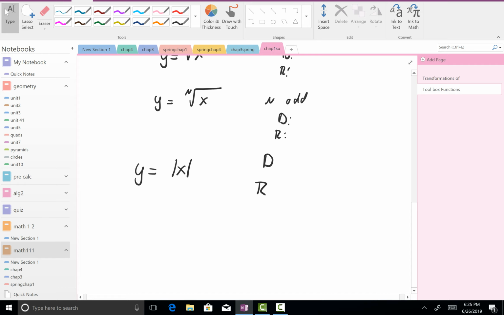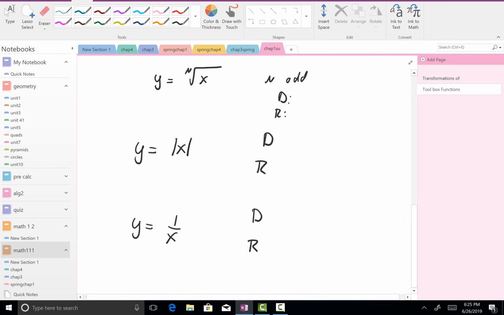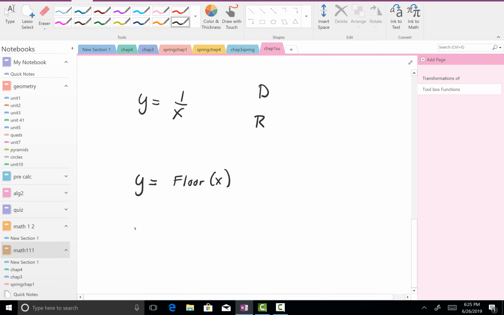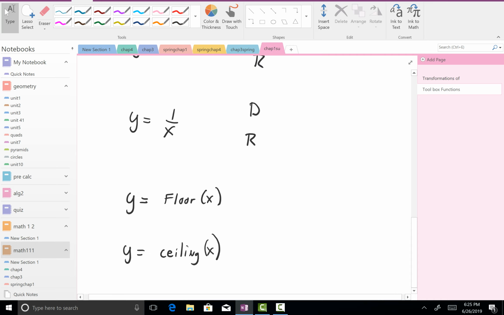Absolute value, we have roots. Absolute value is not a power function. We have this one. Domain, range, make a graph of it. That's a rational function. And I have a couple more I want you to look at. In Desmos, you're going to find one that's floor, and ceiling. I want you to look at those.